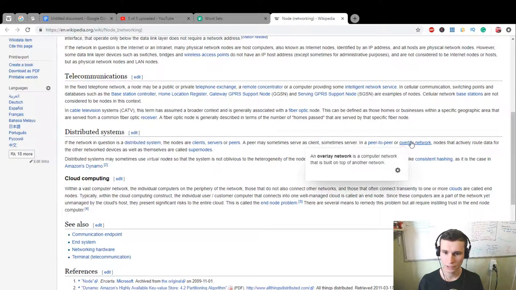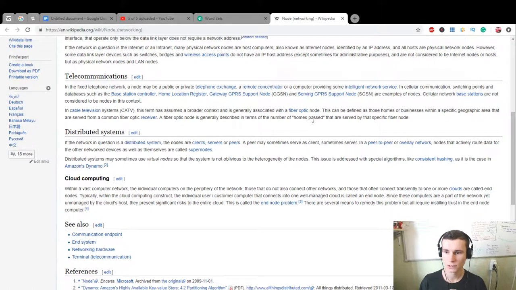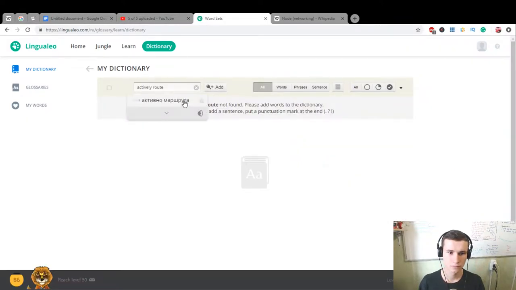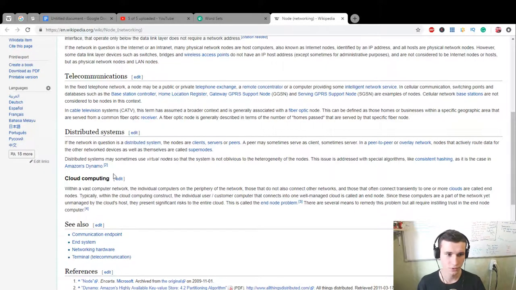Peer to peer, or overlay network. A peer may sometimes serve as a client, sometimes as a server. In a peer-to-peer or overlay network, which is a computer network built on top of another network, nodes that actively route data for the other network devices as well as themselves are called supernodes.